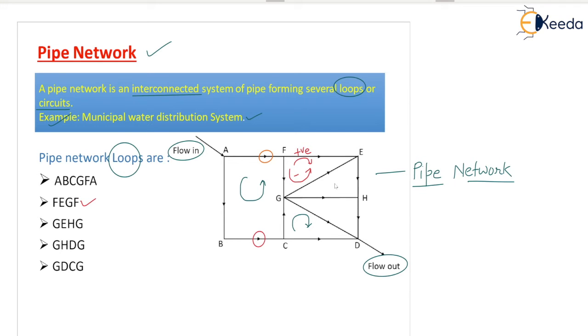If you see this direction, in this loop also, the third one, GHG, these two are moving in the clockwise direction, so it is positive. And the third one must be in the opposite direction, that is negative. Positive, negative, 0. So like this you can understand, and if some direction is not given, you can assign it. This is also positive, clockwise, and this is anti-clockwise, negative. Same way here, these two are clockwise, positive, and the third one is negative.